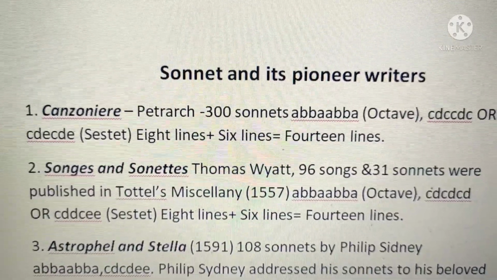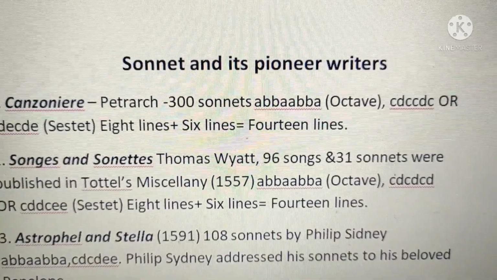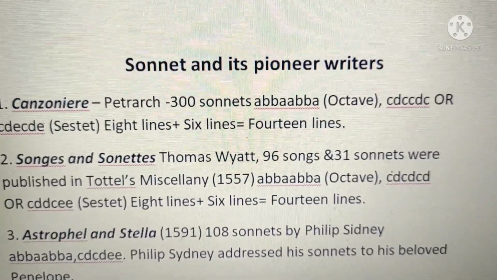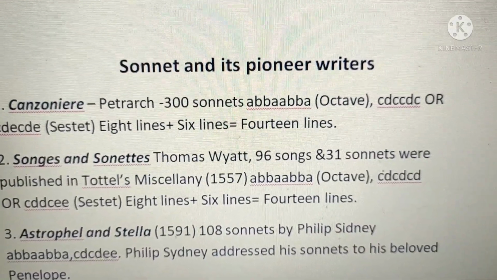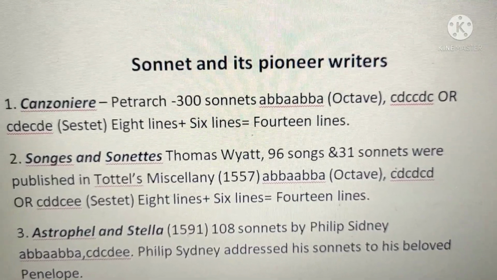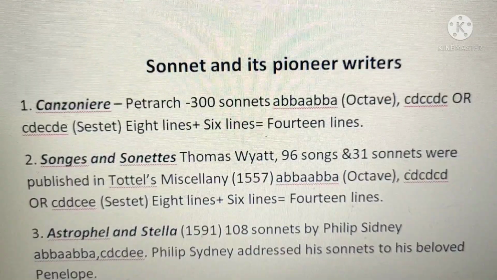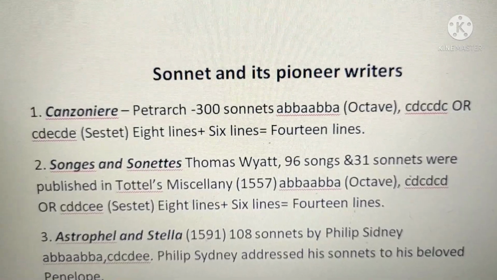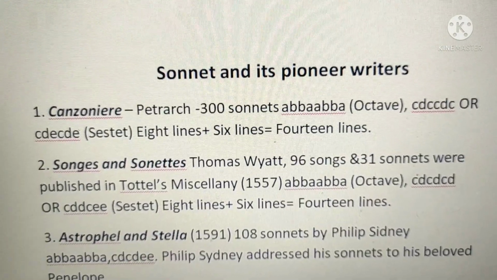Petrarch wrote the Canzoniere, in which there are 300 sonnets. The rhyme scheme is ABBA, ABBA for the 8 lines of the octave, then CDC, CDC for the sestet, and sometimes he also used the rhyme scheme CDE, CDE. So 8 lines plus 6 lines, 14 lines were there in all 300 sonnets of Petrarch in the Canzoniere.